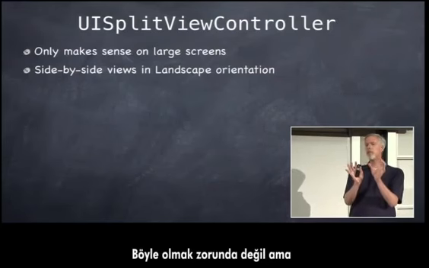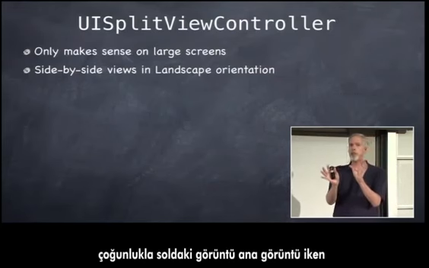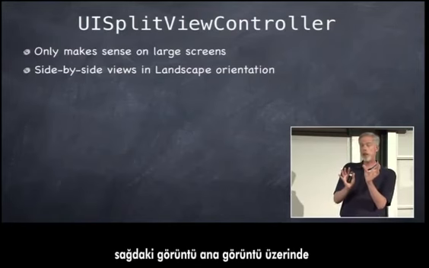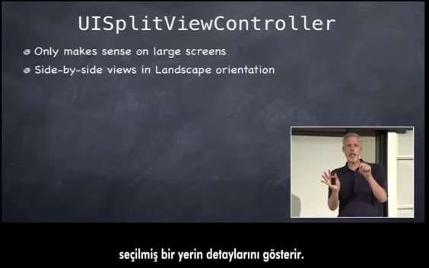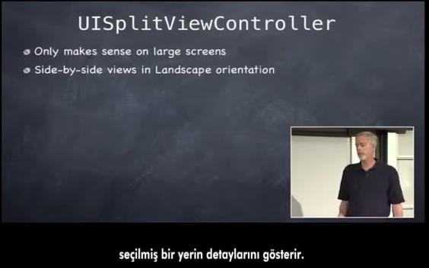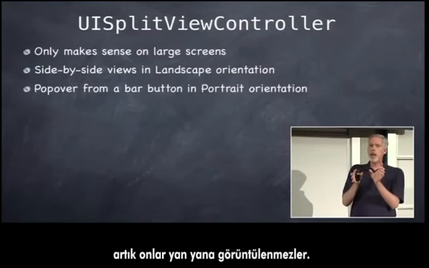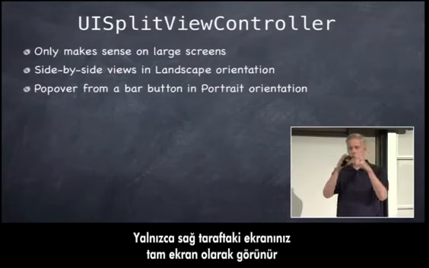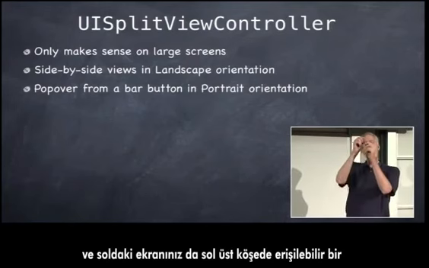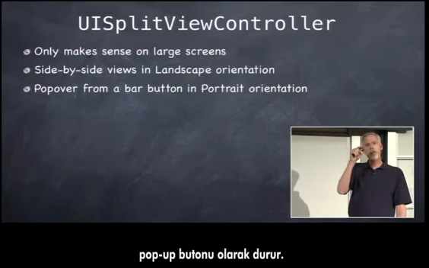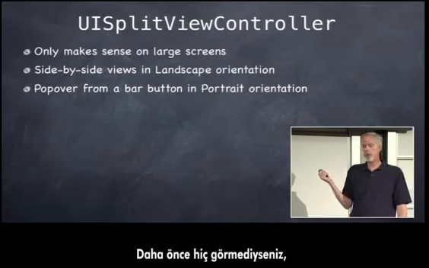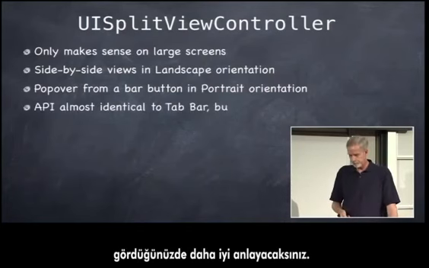They don't have to, but generally they have a master-detail relationship where the left one is the master and the right one is showing some detail that's selected in the master. When you switch to portrait, it doesn't show them side by side anymore. It just shows the right-hand one on the whole screen, and the left-hand one is accessible via a little pop-up button in the upper left corner. It'll make more sense when you see it, if you haven't seen it already.